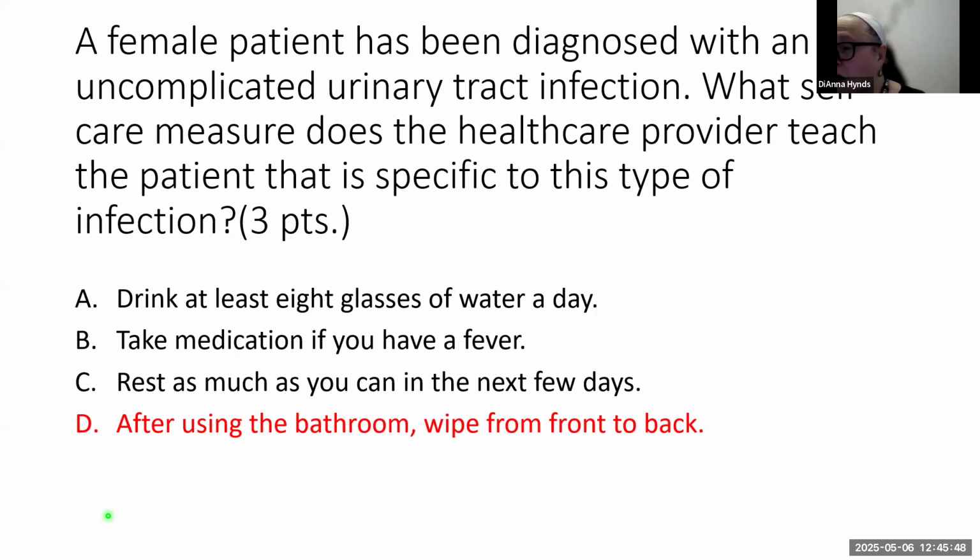All of these other things are great for infections, right? If you have a fever, take medication to help lower your fever. Drink 8 glasses of water a day. It's important to stay hydrated to help clear the infection, in this case, a bacterial infection. Resting can also help you fight off an infection. But the one that's going to prevent a recurrent infection would be a practice that disallows that cross-contamination. And so that's why D is the best answer here.